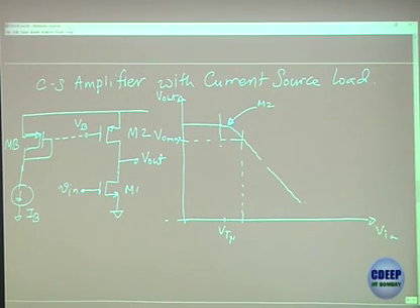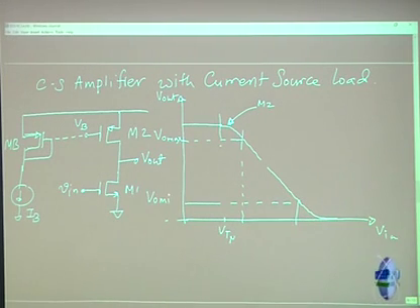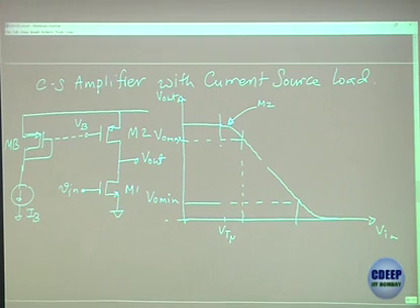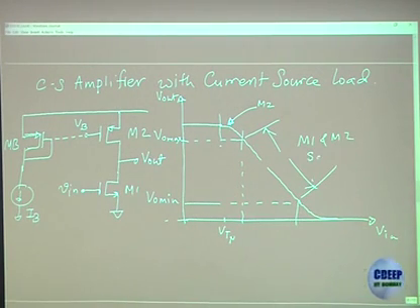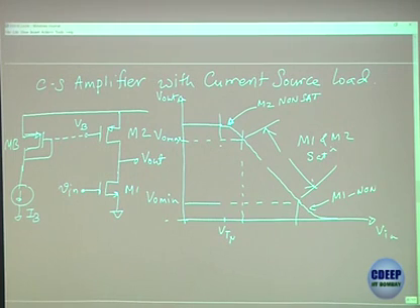Let me draw the whole curve, and then it will look something like this. So, similarly, the same thing will happen on this side. VO min, and in this region is when you will have M1 and M2 both in saturation. So, in this region M2 is in non-sat or linear region, and in this case M1 will be in non-sat. Okay. So, this would be VDsat of 2 and this would be VDsat of 1.